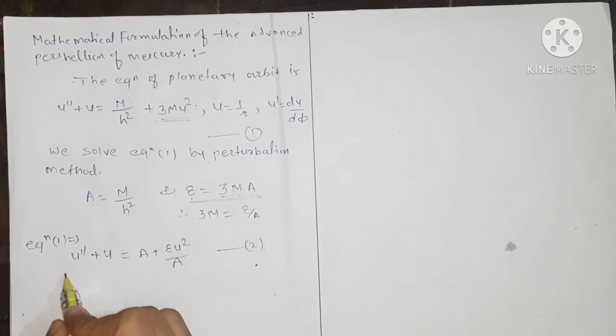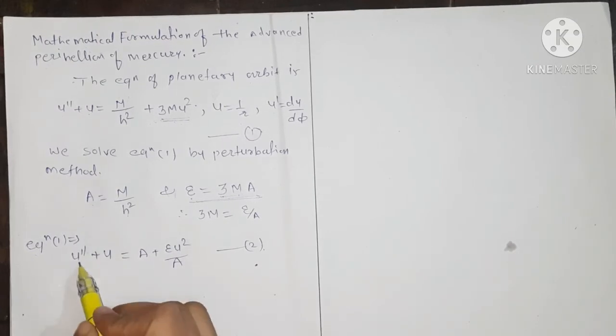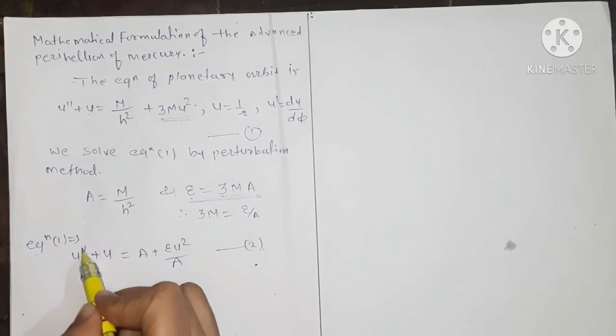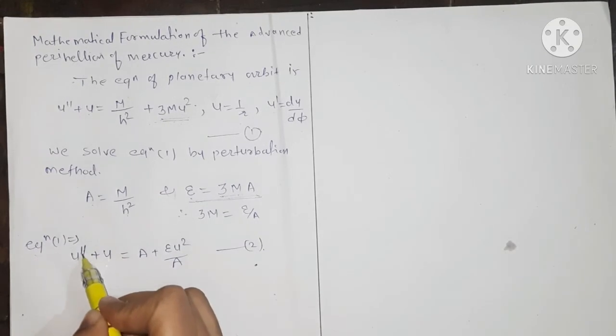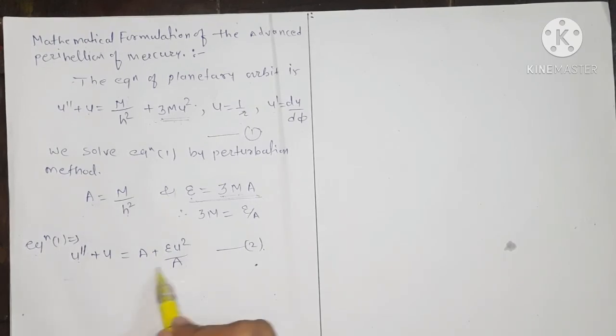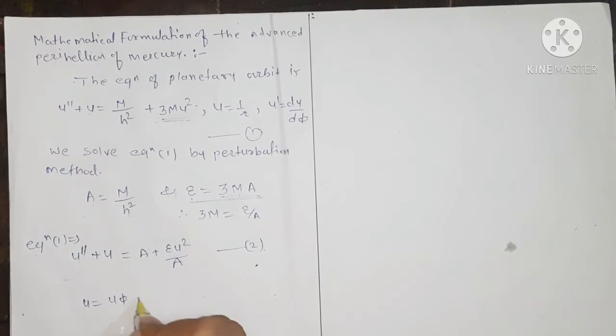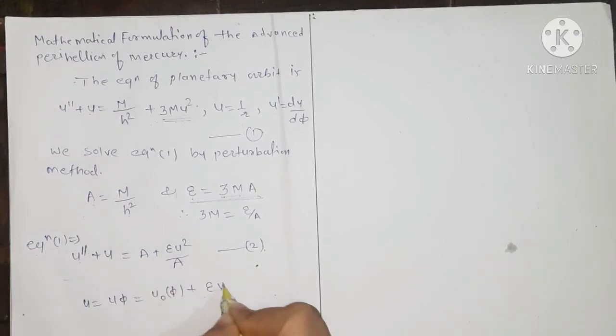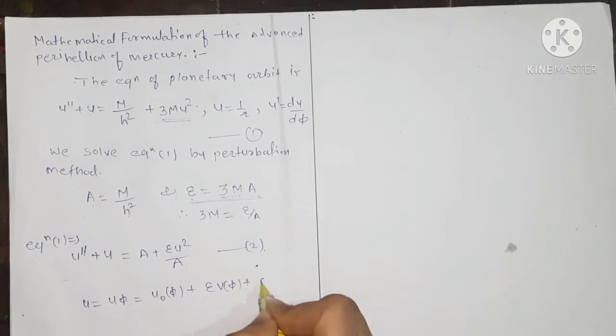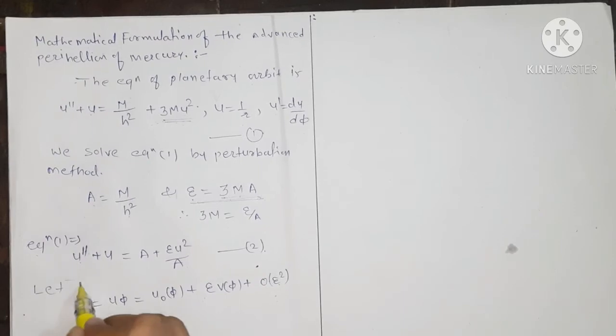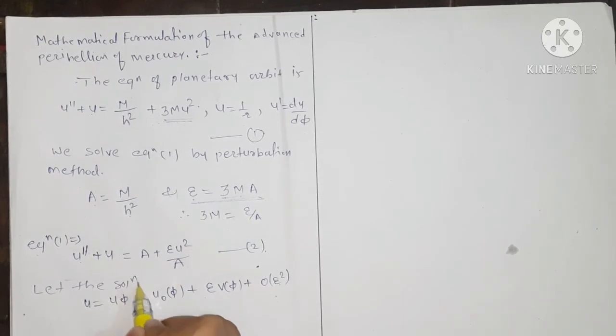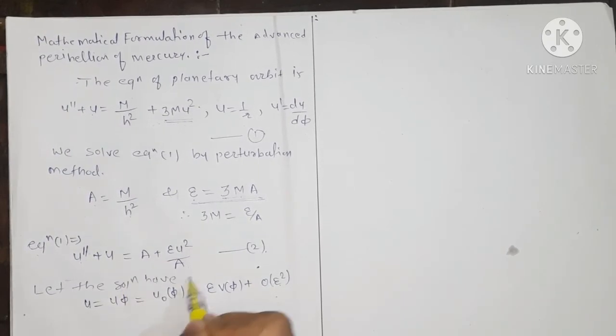And as this is a differential equation of second order, because u double dash is here, we have the solution of this equation in the form u equals u of phi, which equals u0 of phi plus epsilon v of phi plus order of epsilon square. We are taking the solution. Let the solution have the form.